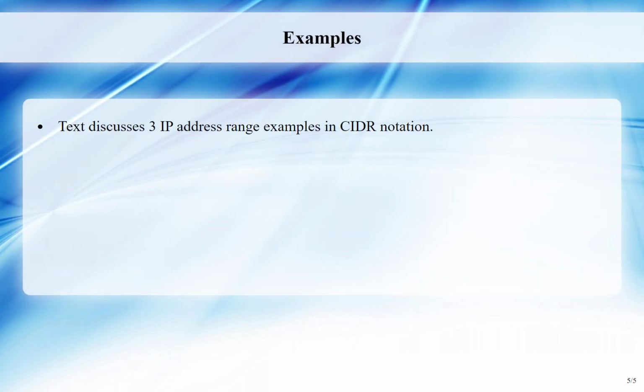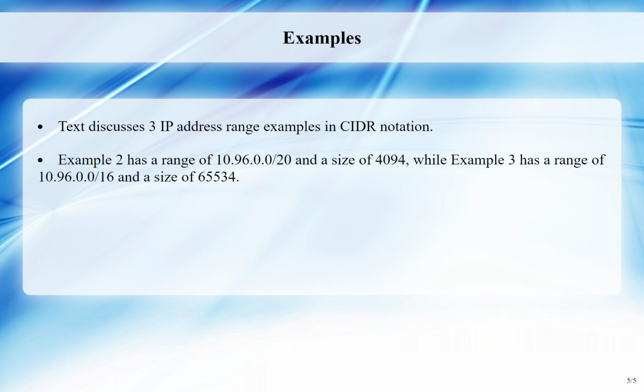The text discusses three different examples of IP address ranges for services, using CIDR notation. In example 1, the range is 10.96.24 with a range size of 254. Example 2 uses the range 10.96.20 with a range size of 4094. Example 3 uses the range 10.96.0.0/16 with a range size of 65534.